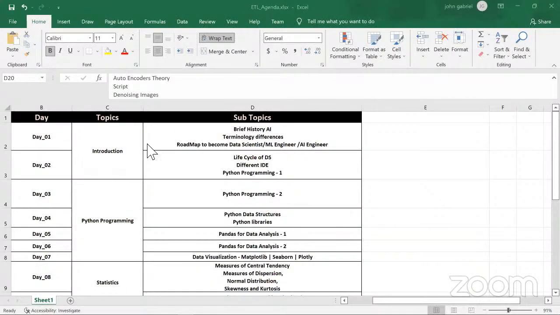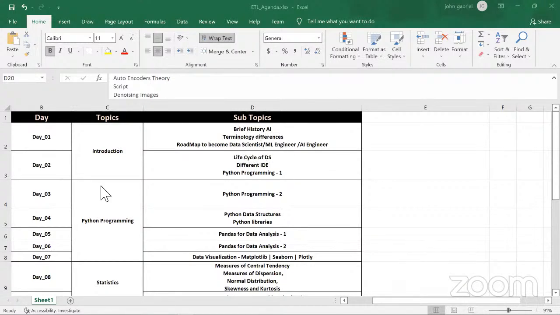And the way we are going to take it forward is, see this. That is 3.5 months of agenda, sorry, 3 months of agenda. That's what I've shown. But the way we are going to work on it is day one. We are on day one, so we just understood this brief history of artificial intelligence, the terminology differences, and the roadmap to become a data scientist.